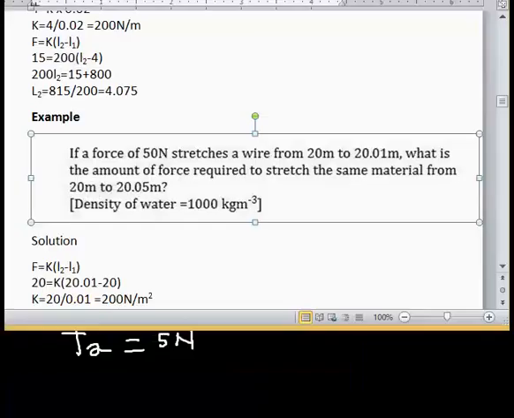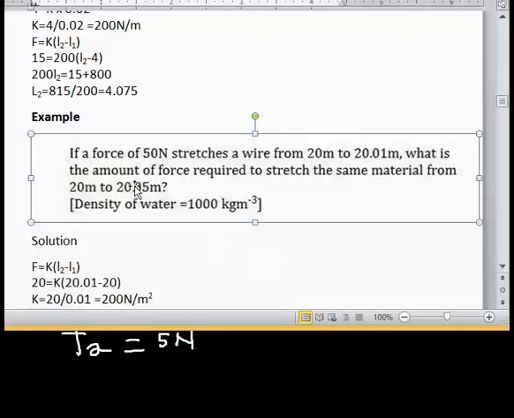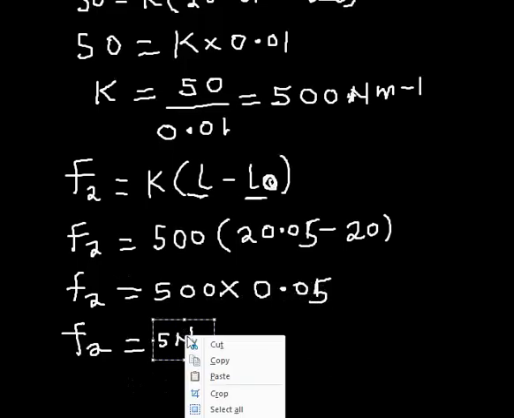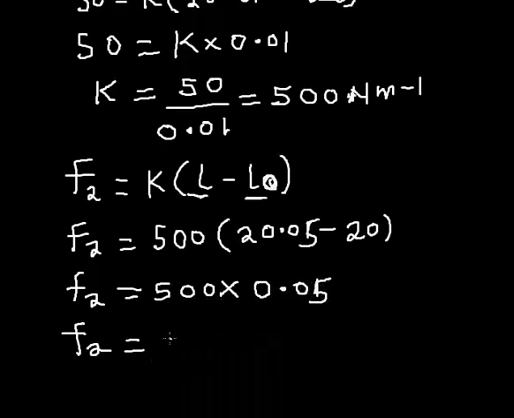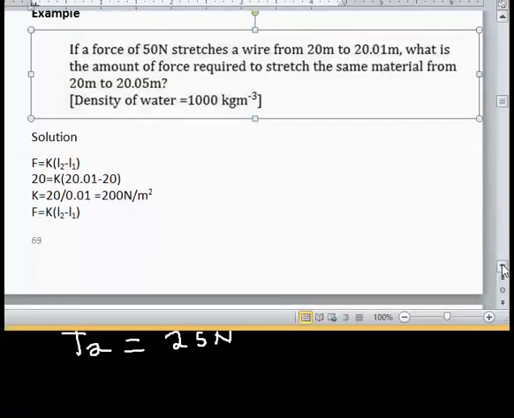So that force is a force of 0.05. Please pardon me. The extension is 0.05. The final length of this second extension was 20.05. So please pardon my mistake. What I'm supposed to have here is 500 times 0.05, which if I multiply that should give me 25 Newton. So I hope that is well understood. Just very simple.